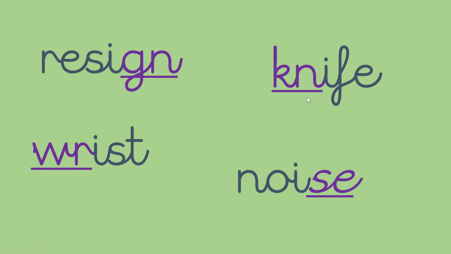And the next one was the word knife. Got the split digraph I, F is a Rex grapheme, and the N was a K and an N. The next one was wrist. The ist, that sounded out easy. You can sound that out easily. Ist. The was a W and the R. And then in noise, we got the Rex grapheme oi, and then the Z sound at the end was the S and the E.